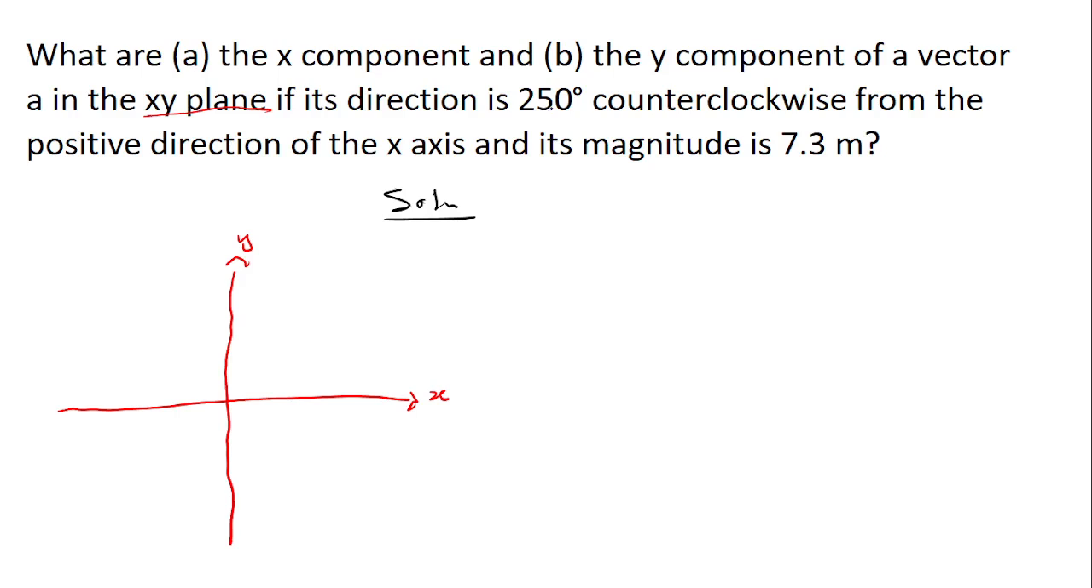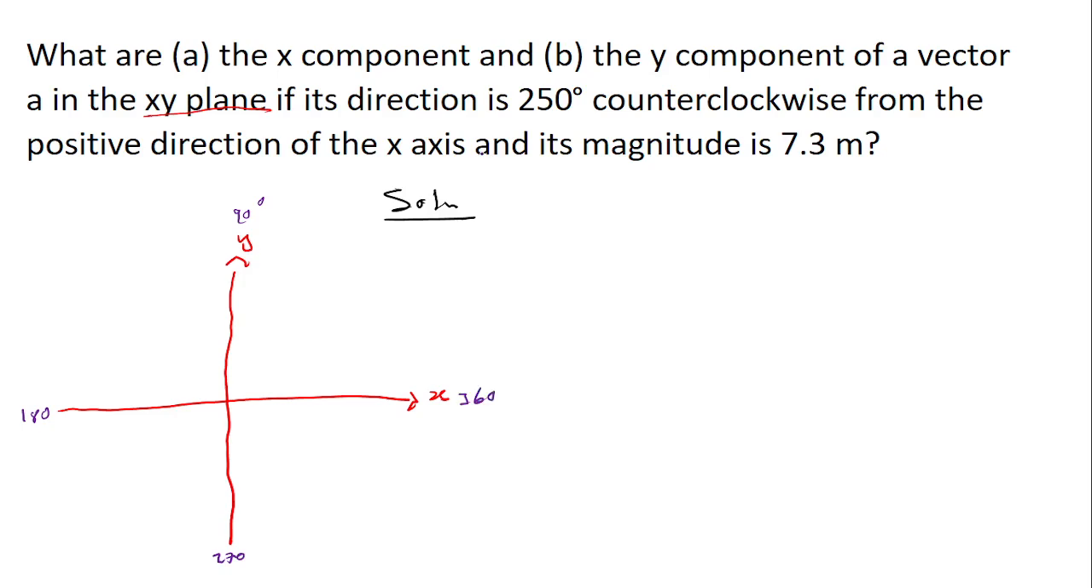This vector is at 250 degrees. If you look at 250 degrees, you need to understand that this is in the third quadrant. The first quadrant ends at 90 degrees, as I'm sure you can remember from the lecture class. The second quadrant is between 90 and 180, the third quadrant is between 180 and 270, and the fourth quadrant is between 270 and 360.